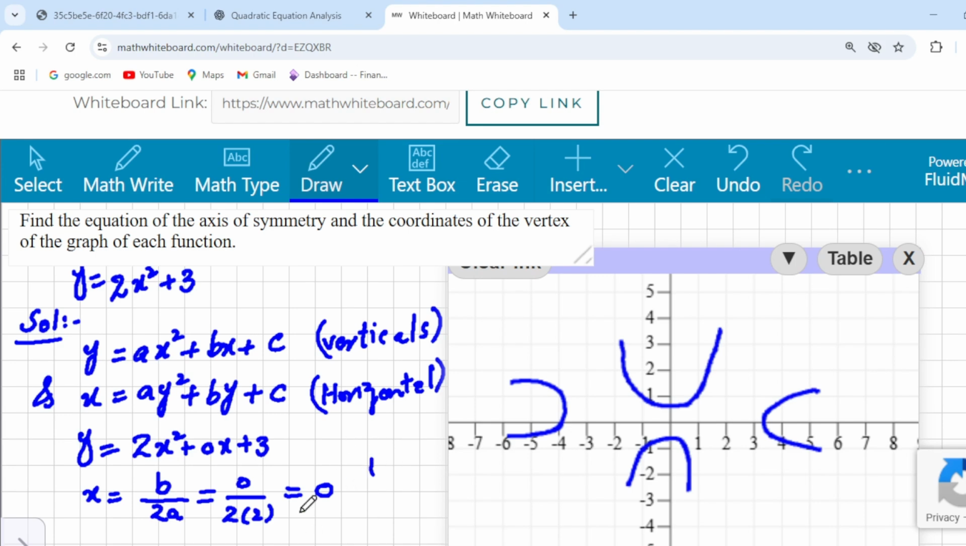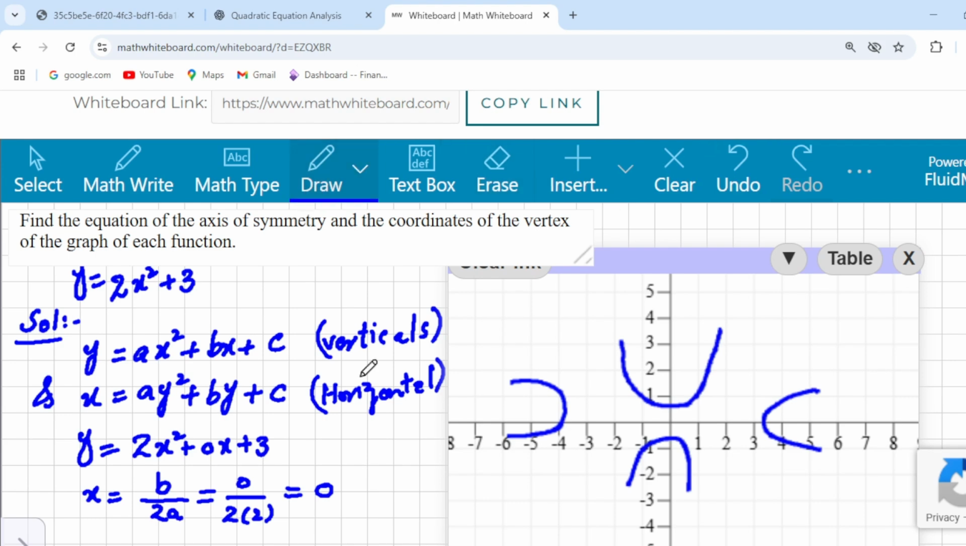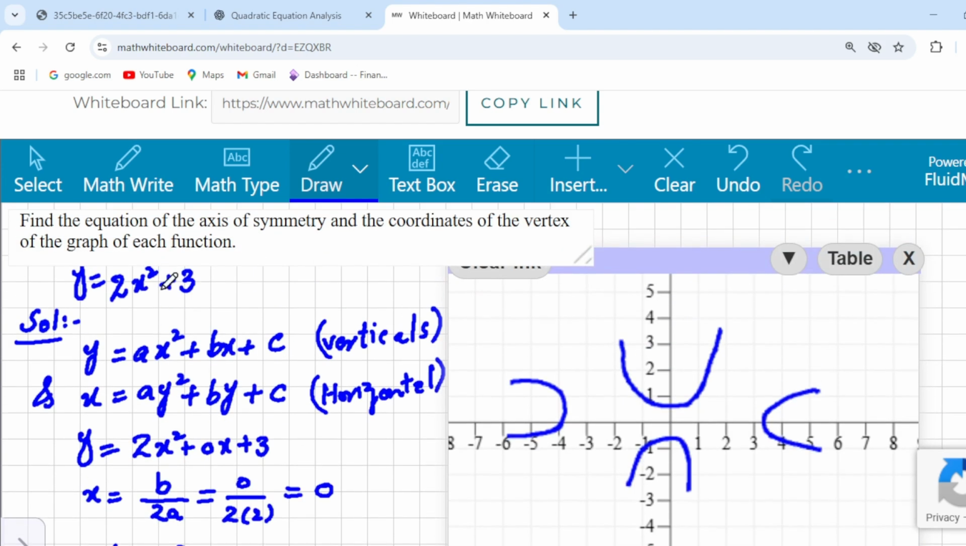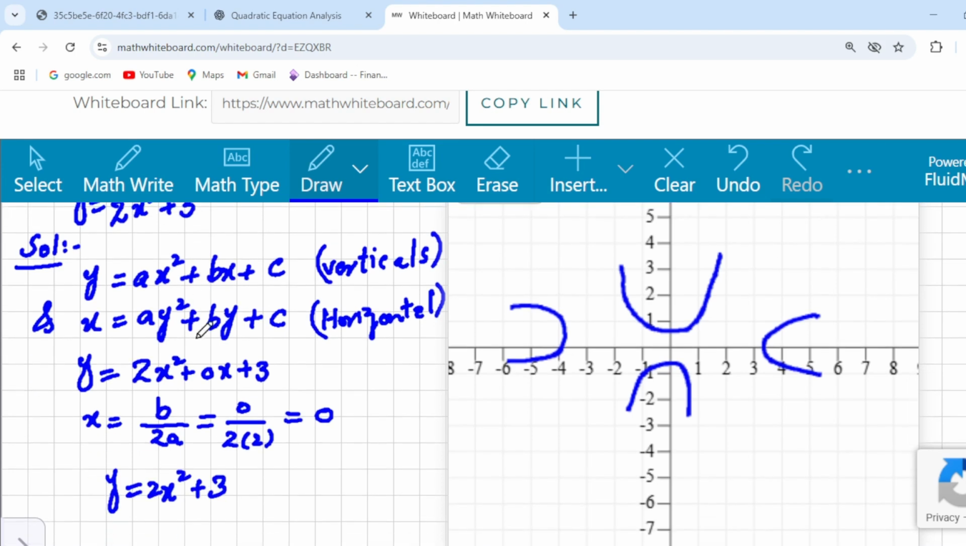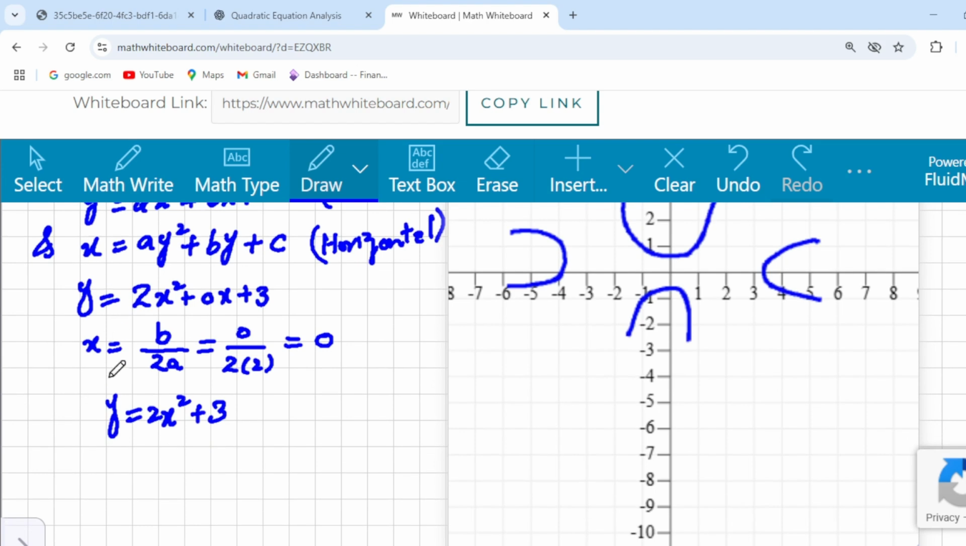So x equal to 0 is the axis of symmetry, so the x coordinate of the vertex will be 0. We have to find the y coordinate of the vertex. For this, we will put x equal to 0 in the main equation, which is y equal to 2x square plus 3. So we put x equal to 0 in this equation to find the y coordinate of the vertex.